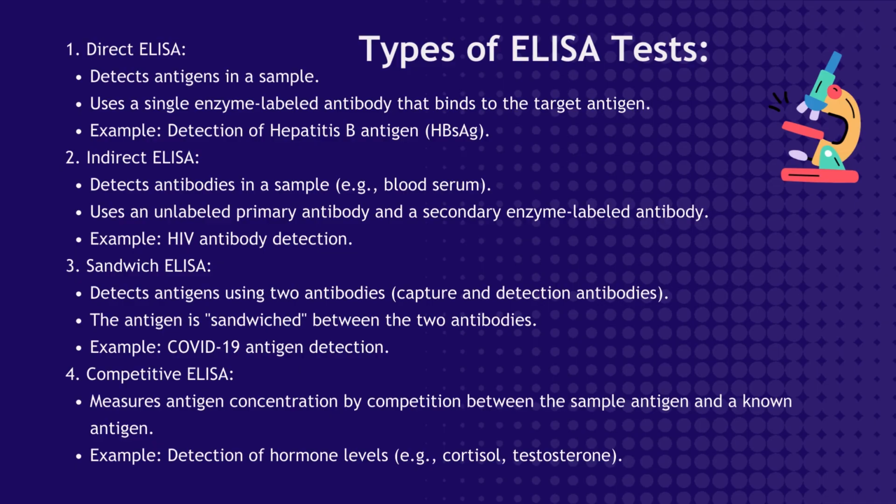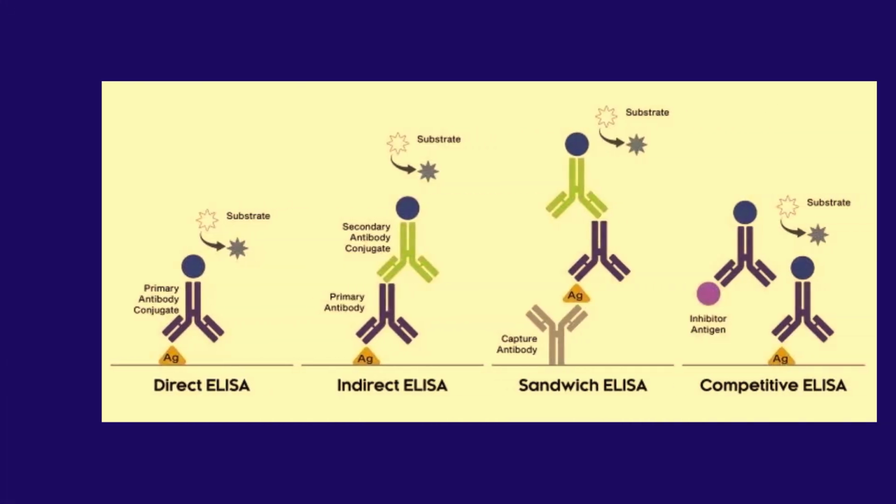Competitive ELISA. Measures antigen concentration by competition between the sample antigen and a known antigen. Example: detection of hormone levels, e.g. cortisol, testosterone.